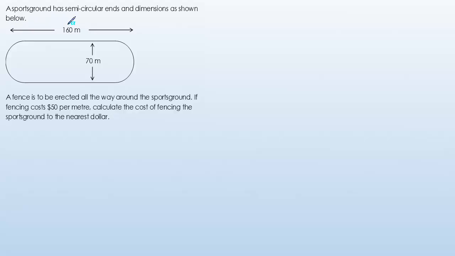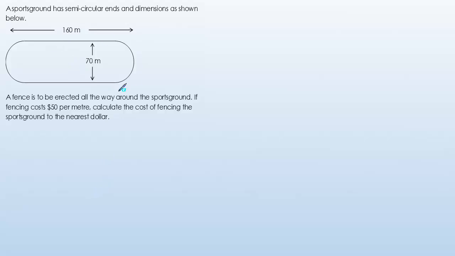A sports ground has semicircular ends and dimensions as shown in the diagram. A fence is to be erected all the way around the sports ground. If fencing costs $50 per meter, calculate the cost of fencing to the nearest dollar.